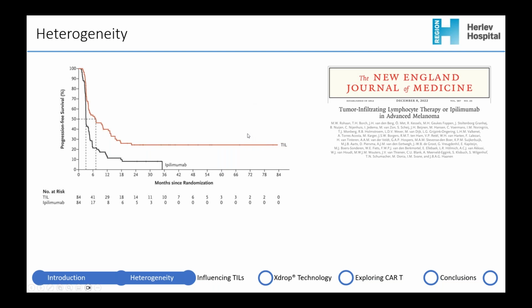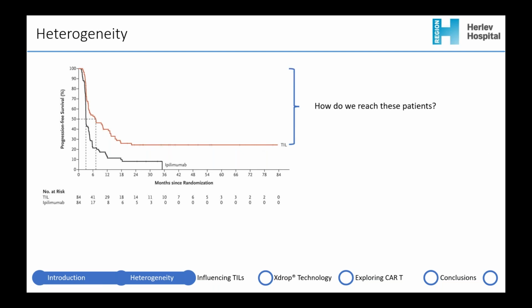So this graph here is from our phase 3 trial. It's a head-to-head comparison of TILs versus ipilimumab in metastatic melanoma, in patients who progressed on first-line checkpoint therapy. Of course, we can see that the TIL group did much better than the IPI group here, and those that did have a response from TIL therapy had a very sustained response. But this begs the question: what happened to these patients that did not have a response? How do we reach these patients in this window here?